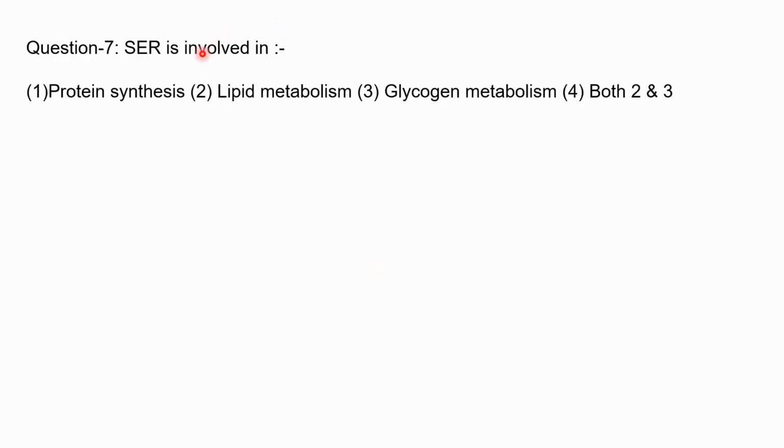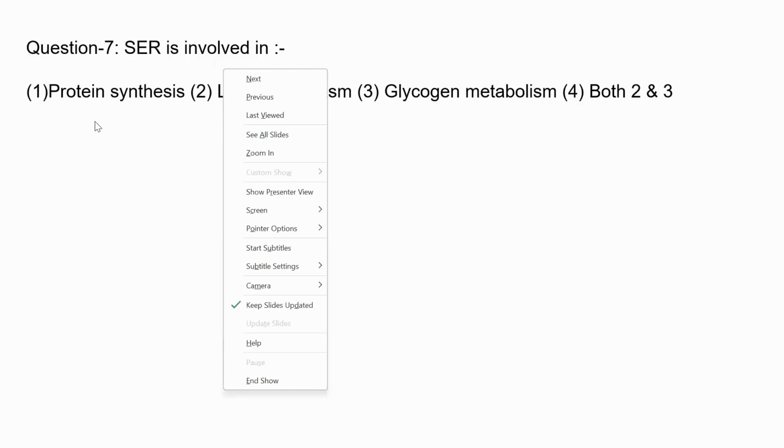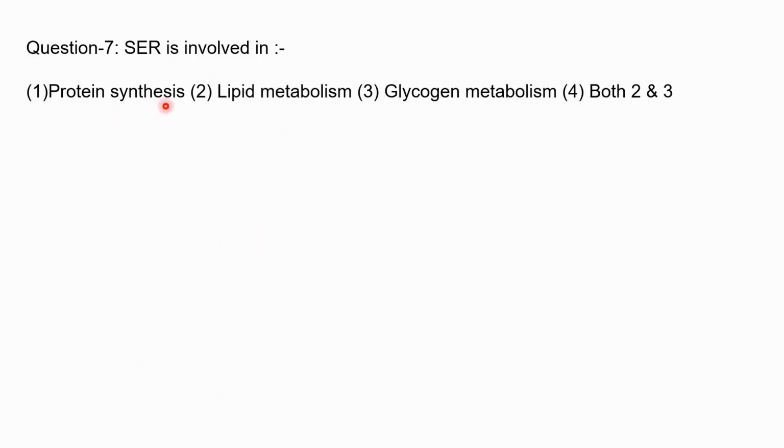The next question is, SER is involved in. So we know that smooth endoplasmic reticulum does not have ribosome, and thereby is not involved in protein synthesis. So what are the options? The first is protein synthesis, second is lipid metabolism, third is glycogen metabolism, and fourth is both 2 and 3. We know that smooth endoplasmic reticulum is involved in both lipid and glycogen metabolism, and it is not at all involved in protein synthesis.